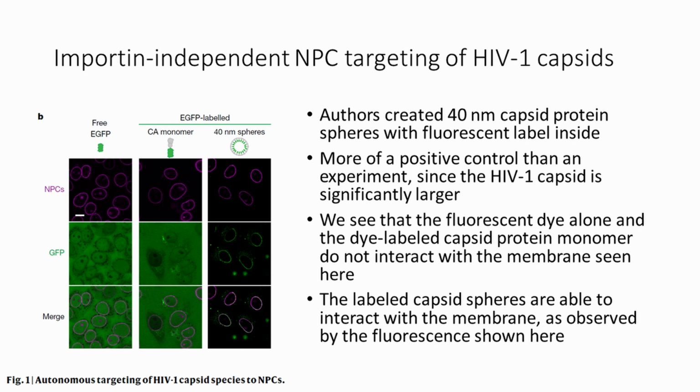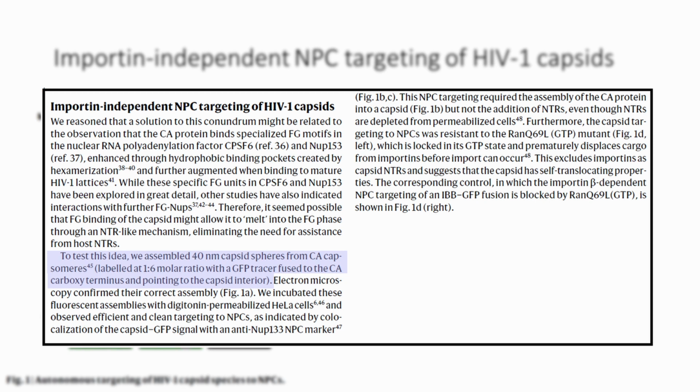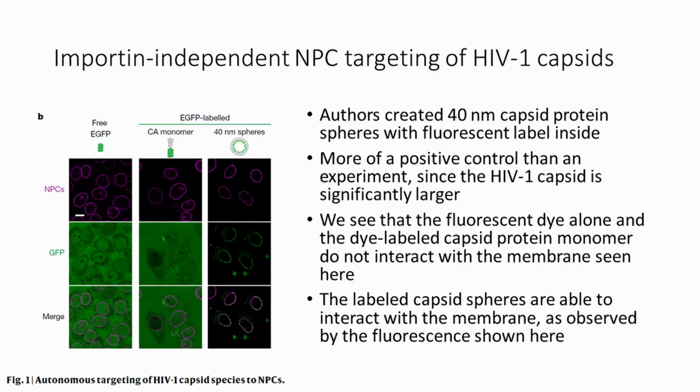Here we have the first half of the experiment where the authors created a 40 nanometer sphere made out of the capsid protein on the outside and having a fluorescent label on the inside. The fluorescent label is necessary so that the authors can see exactly where the sphere is going. Then what they did was they incubated the free dye, the labeled capsid monomer, because each monomer was labeled here, and the 40 nanometer spheres independently with HeLa cells, which are a human cancer cell line. Then they measured the fluorescence to see how each species interacts with the cells. So let's look at the results.